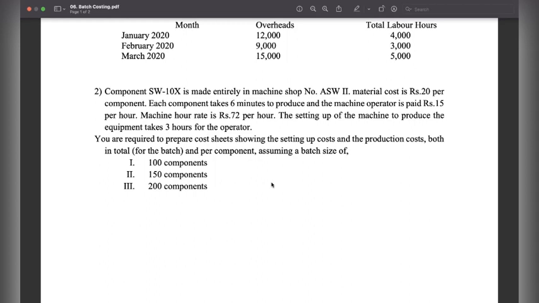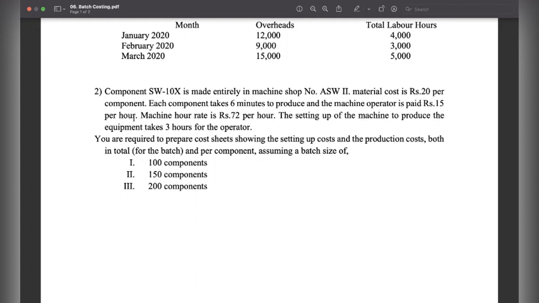Right? So batch size will be this. So per batch, at first scenario, it will have 100 components. Second scenario per batch, 150. And third scenario, 200. So read this question again until I open the Excel sheet and try to understand what are the details that are given here. What does it say? Material cost is 20 per component. So material cost is given per component. Each component takes 6 minutes to produce, and the machine operator is paid 15 per hour.